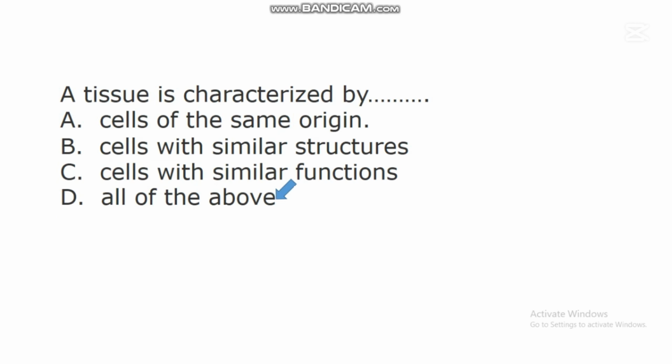All of the above. Research has shown that a tissue is a collection of cells that perform a common function, and the cells of a tissue originate from a similar or the same origin. The cells of a tissue have similar structures and also similar functions. All these things are facts about a tissue.